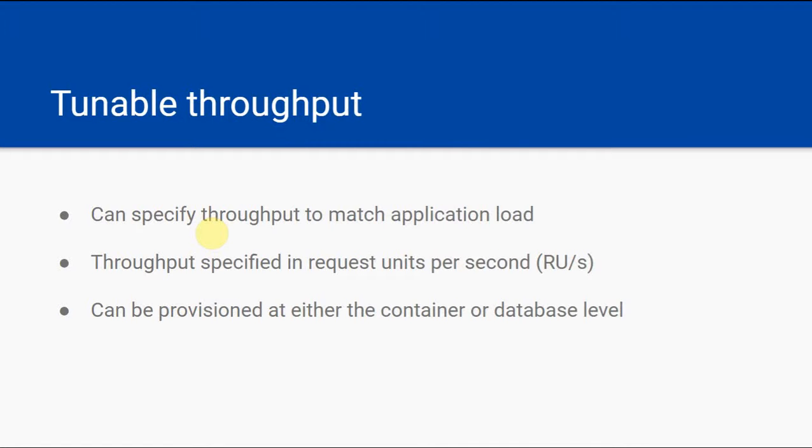So next, there's another concept called tunable throughput. I think most of you know what throughput is. Throughput is mainly the amount of data that flows through an application in a given time. This throughput is actually customizable or tunable within Cosmos DB. That means the developer can specify the throughput to match his application's load. That will be defined when we are creating the database. And this throughput is measured in request units per second.